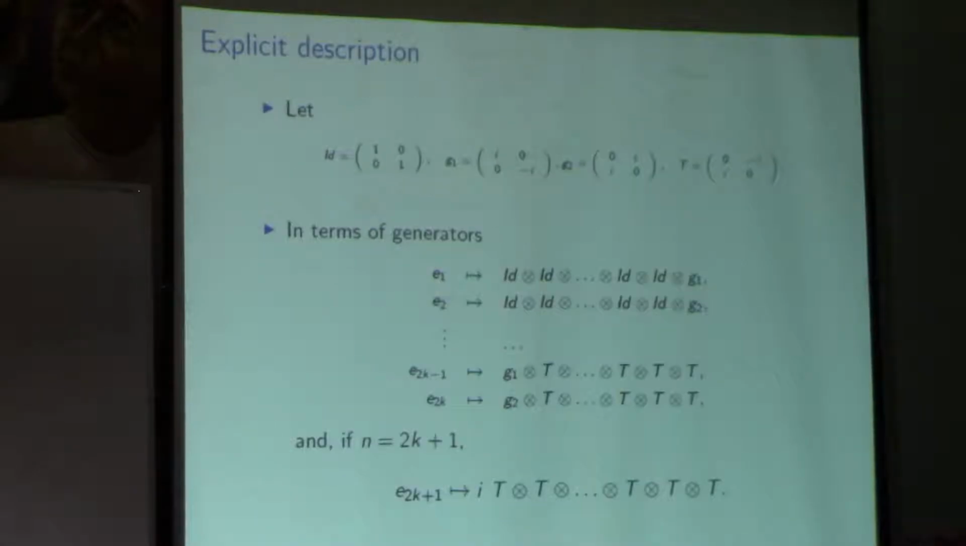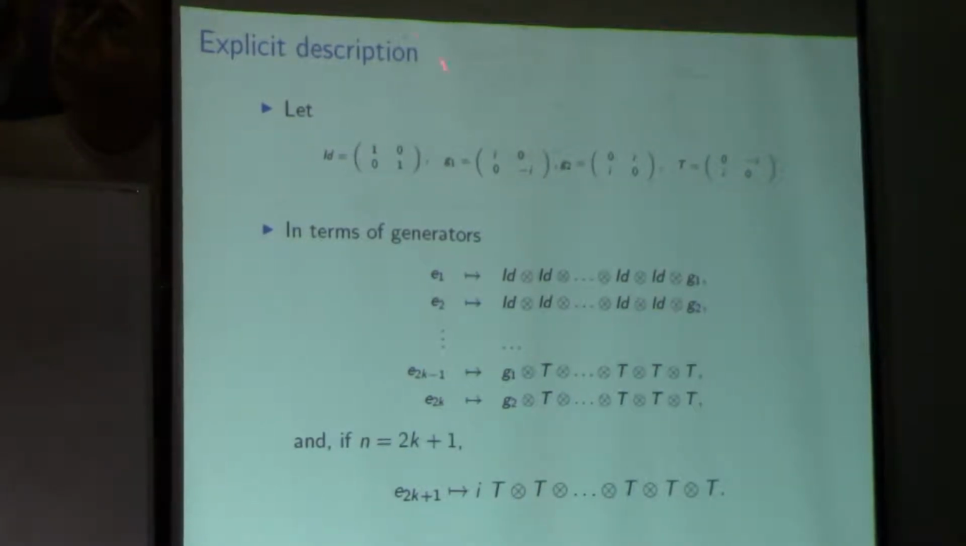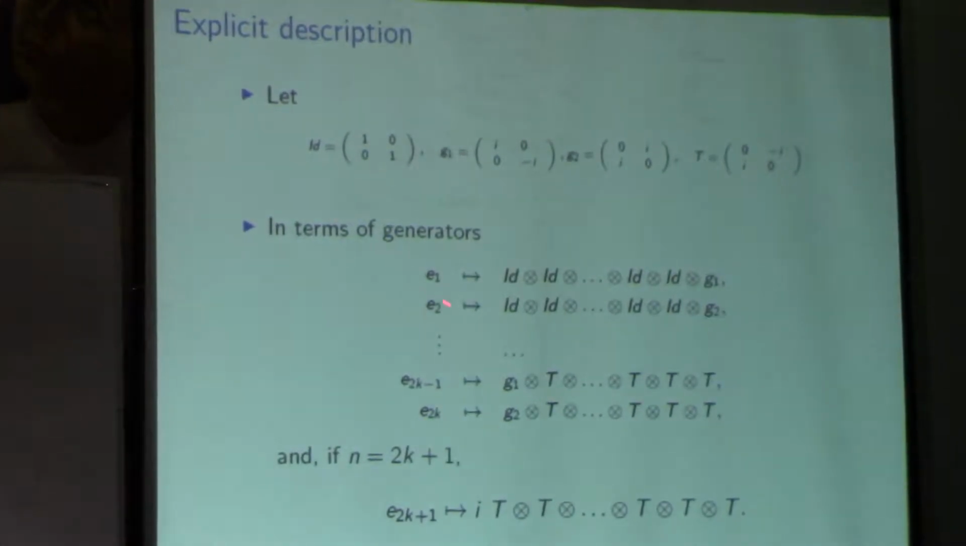Now, to make it even more pedestrian, to popularize it, one can consider, one can manufacture the explicit isomorphism. So what do you do?